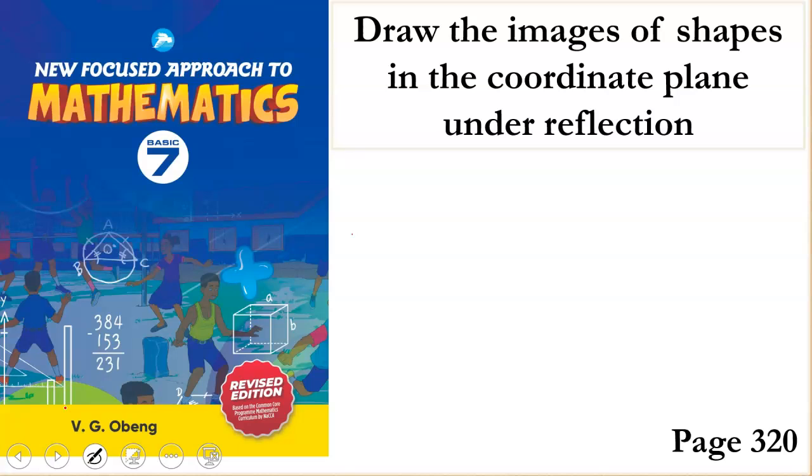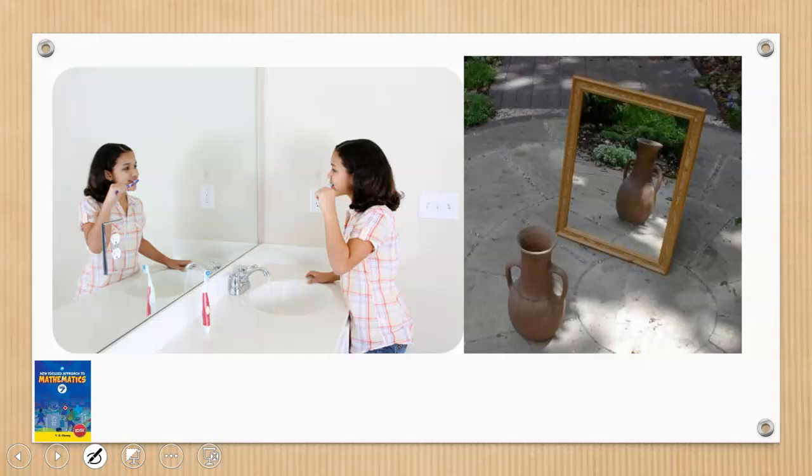This is the revised edition, and in this video, we want to learn how to draw the images of shapes in the coordinate plane under reflection. So we are in rigid motion. This lesson can be found on page 320. So how do we plot points and then reflect, and what will be the outcome of the image?